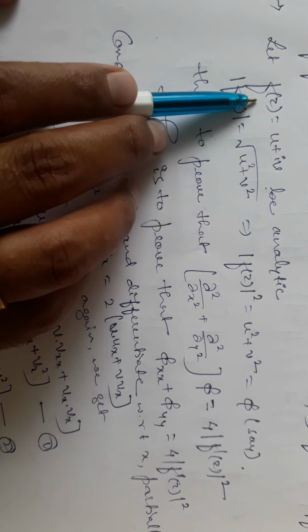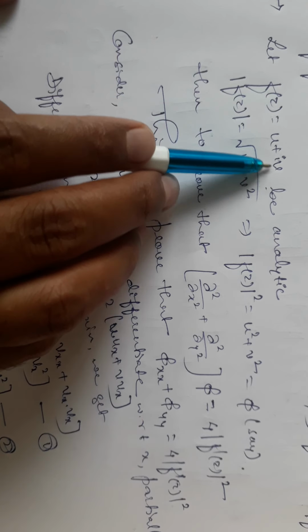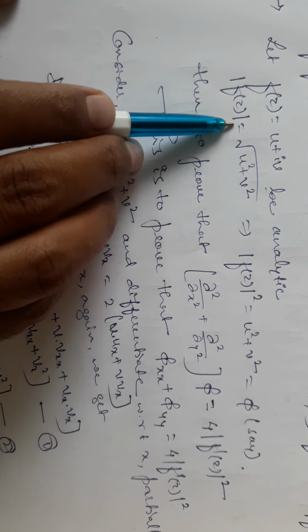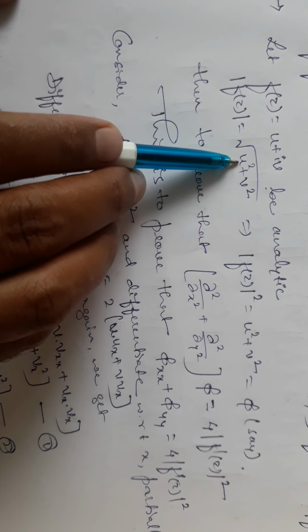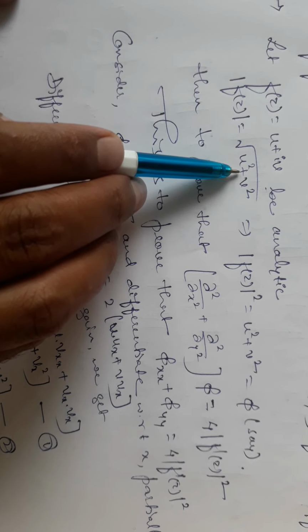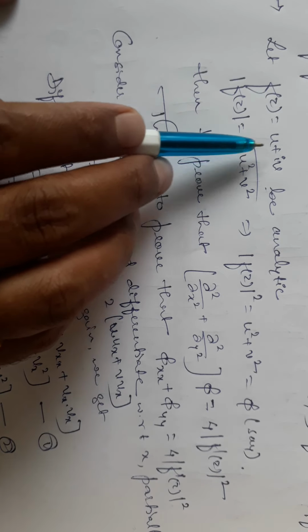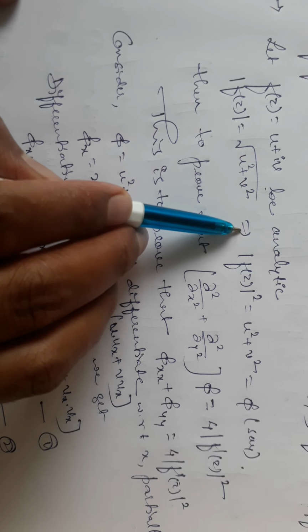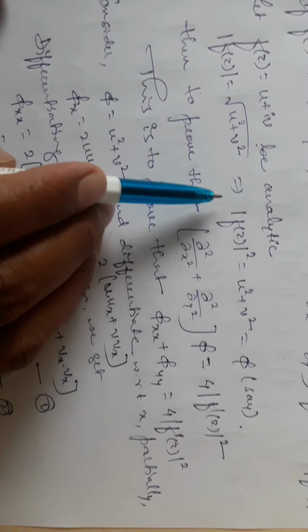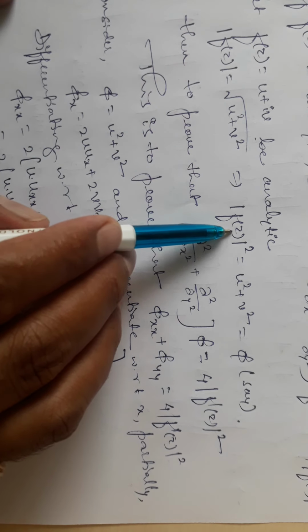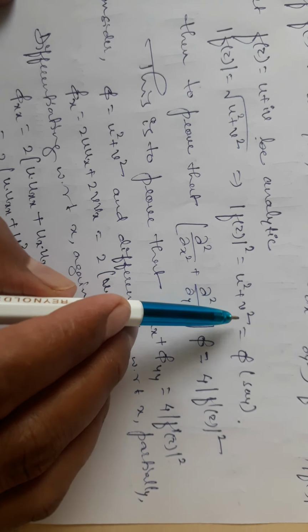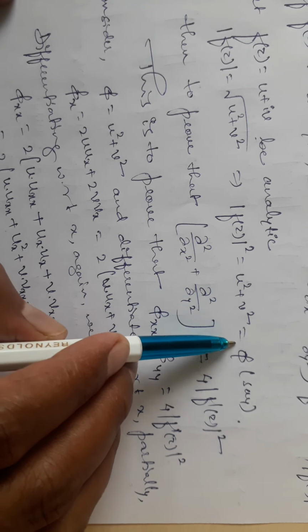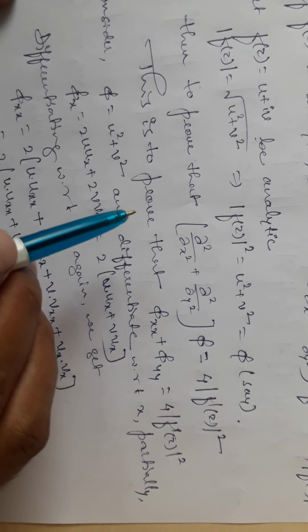Then mod of f of z, if it is a complex number, is the square root of the square of the real part plus the square of the imaginary part, that is, square root of u square plus v square, which implies, taking the square on both sides, mod of f of z whole square equals u square plus v square, which I can call phi.